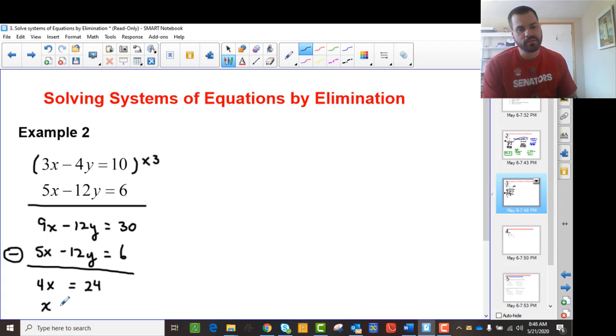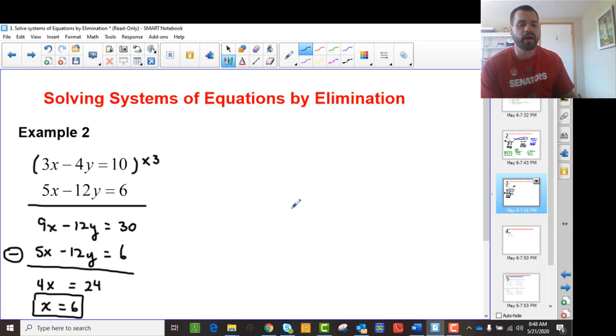So that means that x is equal to 6 if I just divide both of those by 4. Okay, so I get my answer for x. Then I go back, and again, you can plug into either equation. It makes no difference. I'm going to plug into this equation.